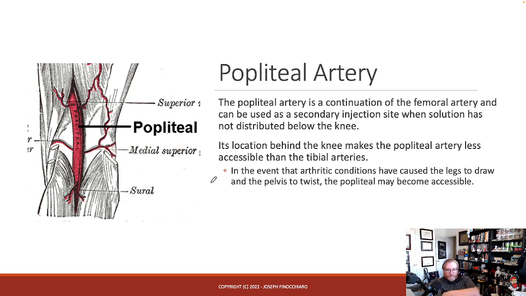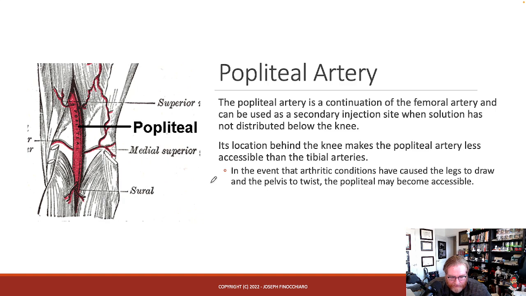The popliteal artery is a continuation of the femoral artery and can be used as a secondary injection site when solution is not distributed well below the knees. Its injection behind the knee makes the popliteal artery less accessible than the tibial arteries. Fancy way of saying, hey, if you have a choice, go use the tibials.